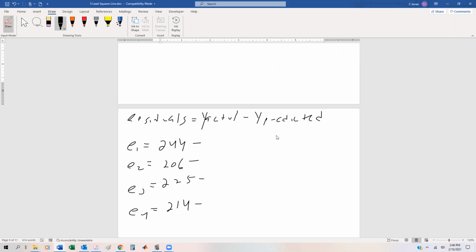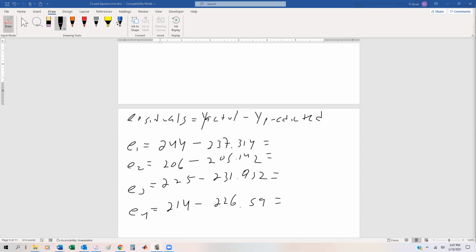And then we're going to subtract out the predicted values, 237.314, and then 205.142, and then 231.952, and then finally 226.59. All right, so let's get our residuals. And this is the most painful part. After we're done with this, the rest of it's mostly analysis in the small graph.